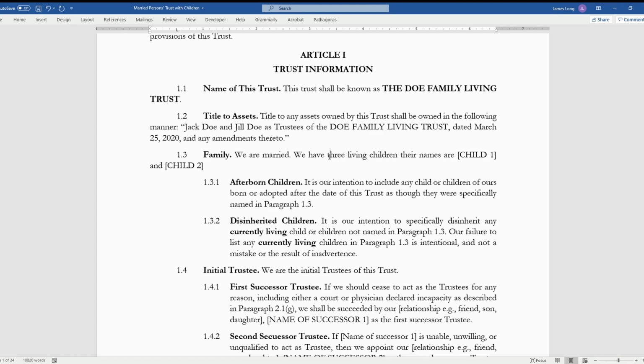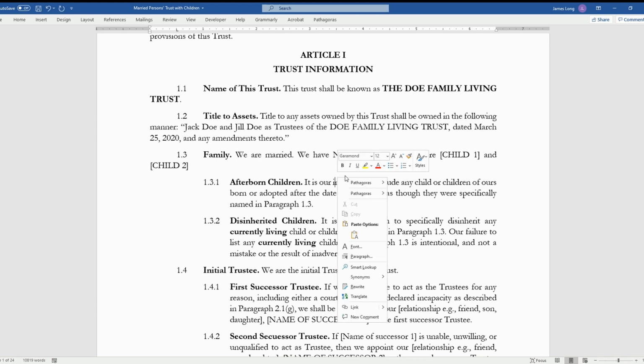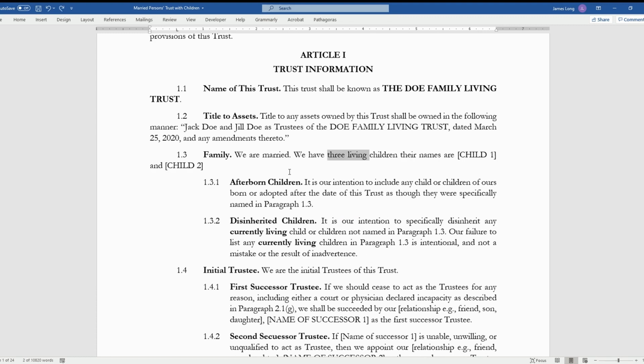You would just type in no children and then delete everything else. We are married, we have no children. Done. All right. So that's why we're not going to do a separate tutorial for families with no children or families who are single persons, etc. This is all customizable to each.